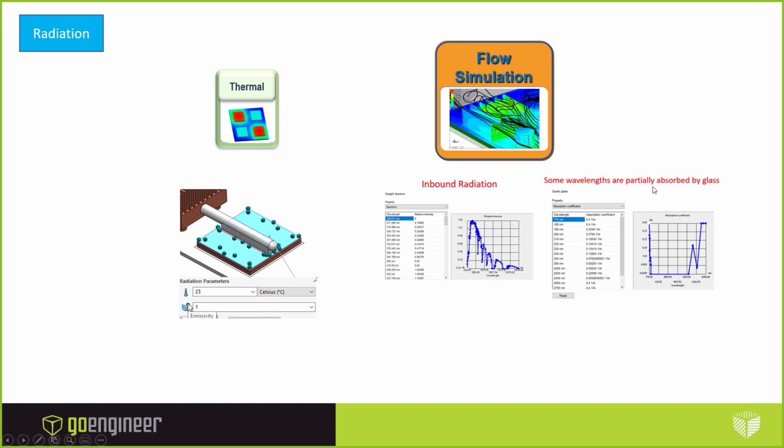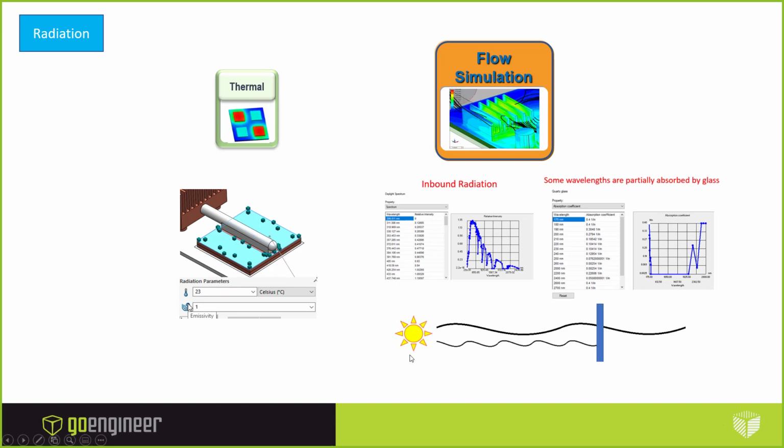You can also specify the same type of thing on your solids as well. If you're thinking of automotive glass as a great example, how it absorbs a lot of the incoming ultraviolet radiation but allows visible light to pass through, we can model that using the HVAC advanced radiation module inside of flow simulation.